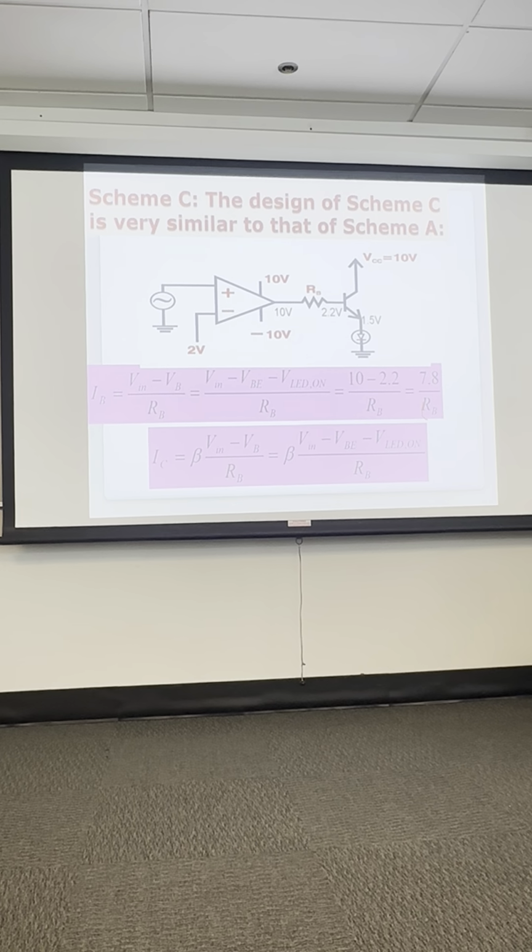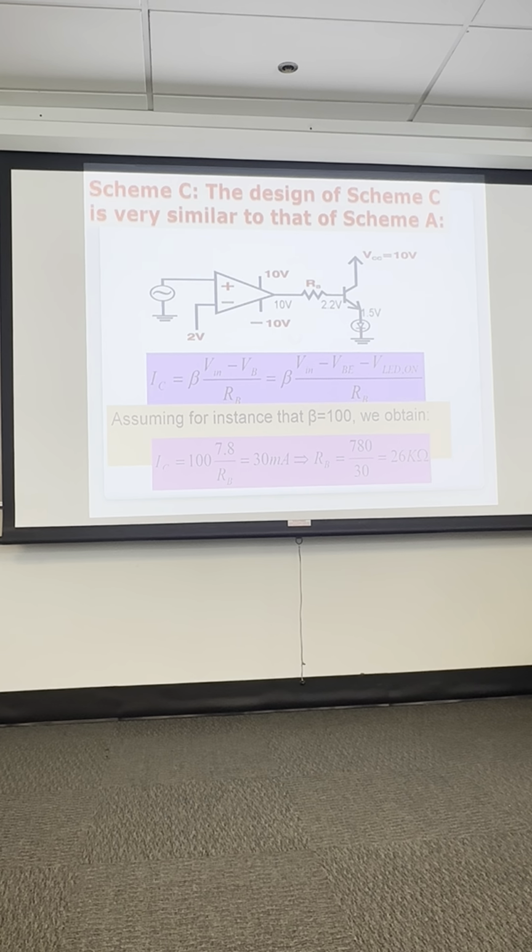And we get the same equation as before, except this term here is just the base emitter voltage at 2.2 volts here. And now we only have one unknown. We put 30 milliamps in for the LED current. And the math comes out to be around 26 k ohms.